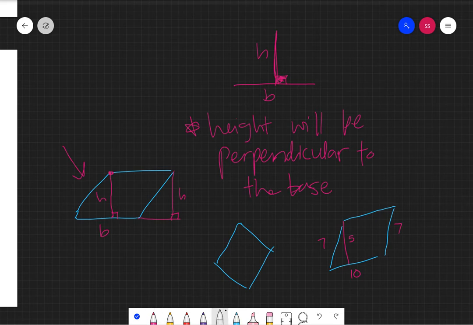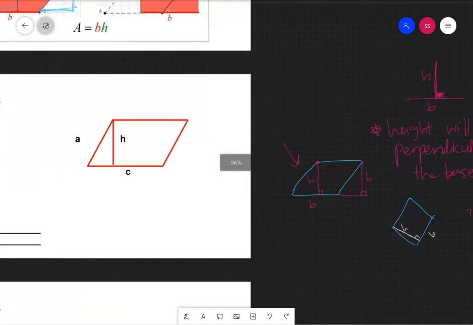And again, the height will be perpendicular to the base. So if you see a line that's dropped and it's perpendicular to a side, so there's a 90-degree angle, that would mean that side is the base, and that length right there would be our height. Okay. Same with over here. If we dropped the line and it's perpendicular, that would mean this is our base, this is our height. Okay.